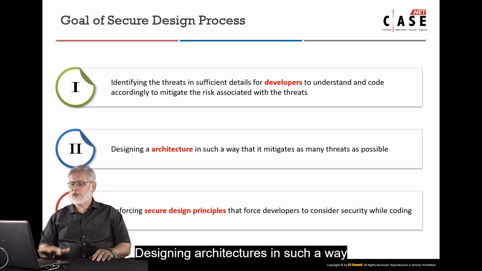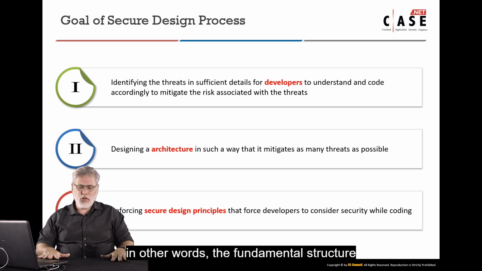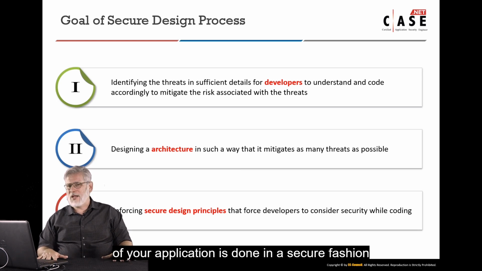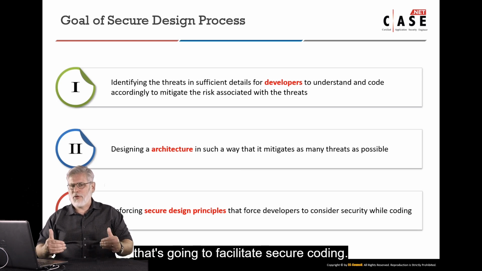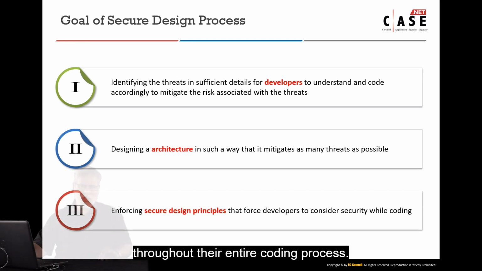Designing architectures in such a way that they mitigate as much threat as possible. In other words, the fundamental structure of your application is done in a secure fashion. That's going to facilitate secure coding. And then, of course, you have to enforce those secure design principles and force developers to think about security throughout their entire coding process.